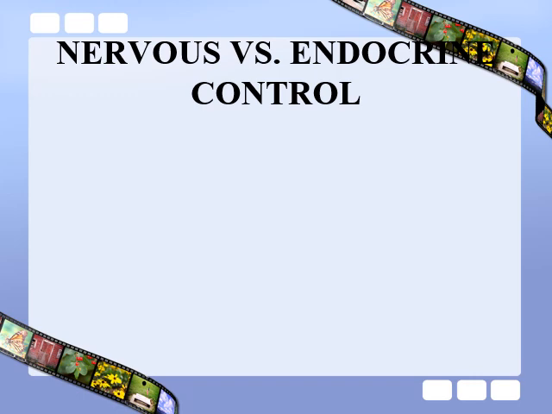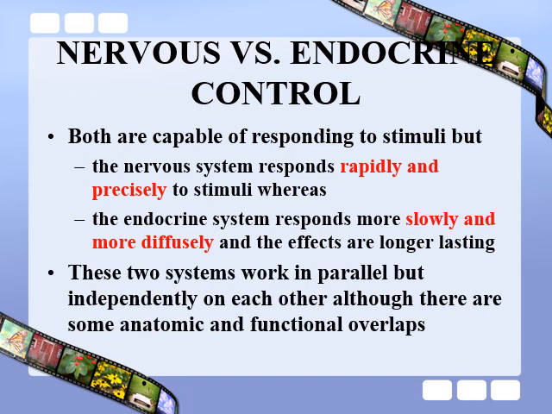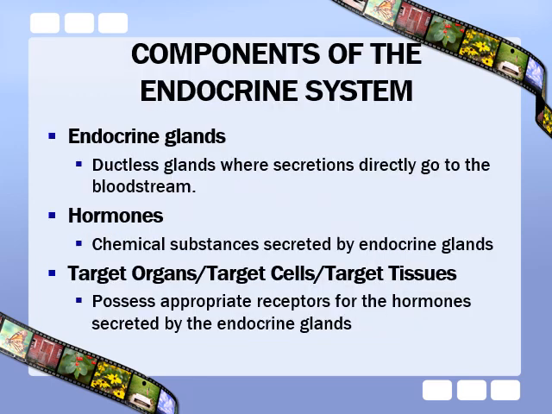So what is the difference between the nervous and the endocrine control? Both are capable of responding to stimuli, but the nervous system responds rapidly and precisely, while the endocrine system responds more slowly and more diffusely. These two systems work in parallel but independently of each other, although there is some anatomic and functional overlap.